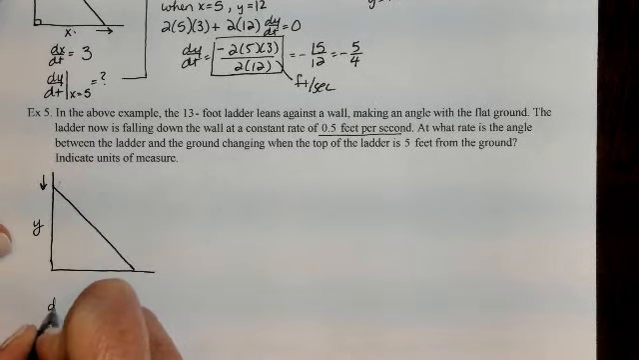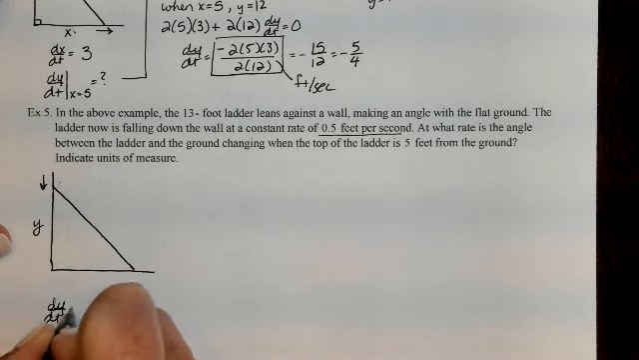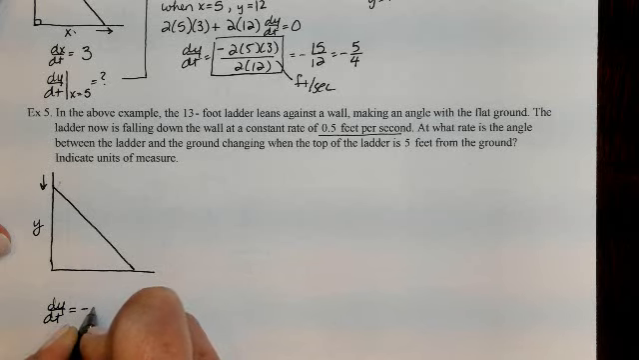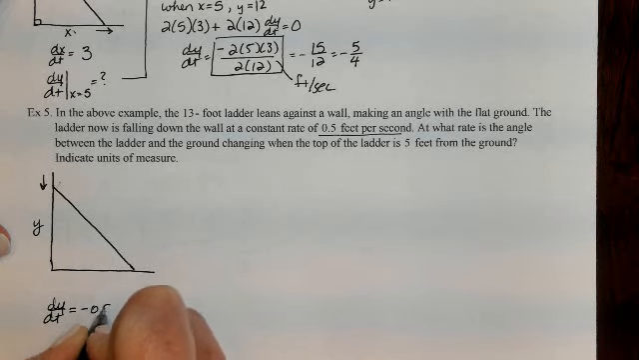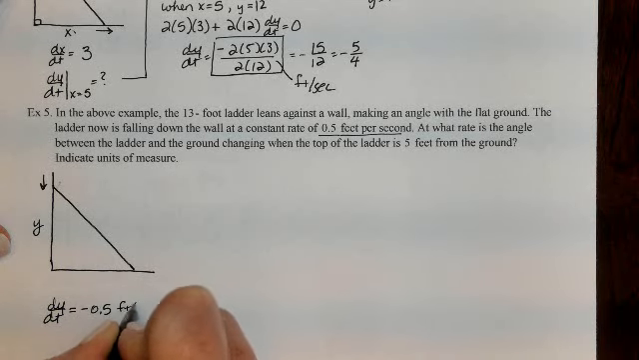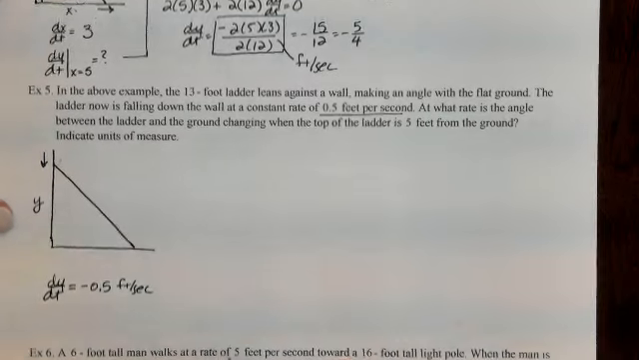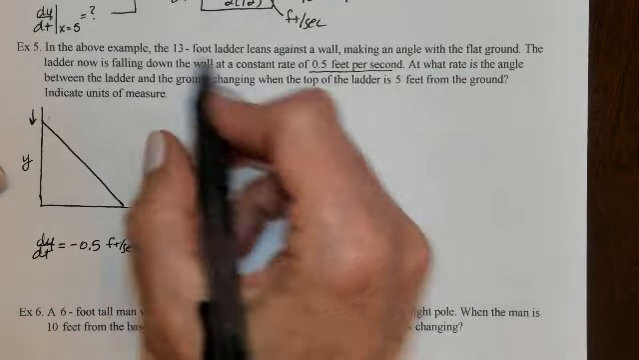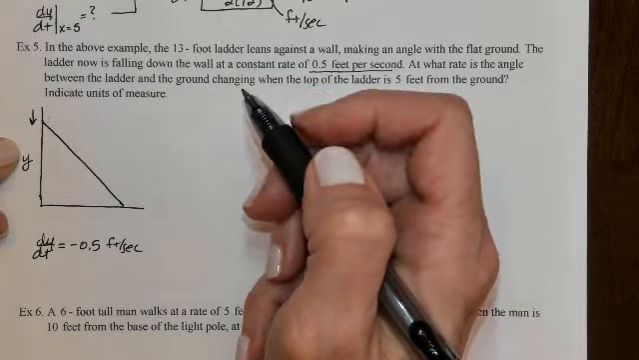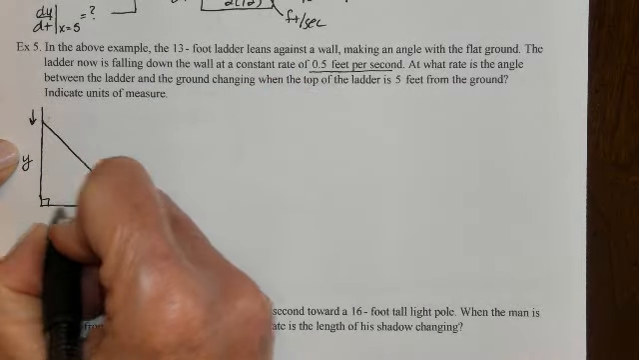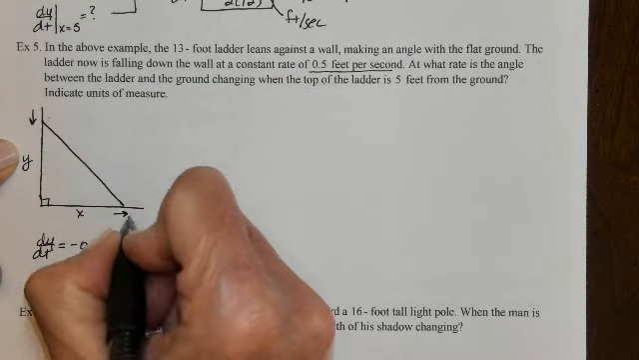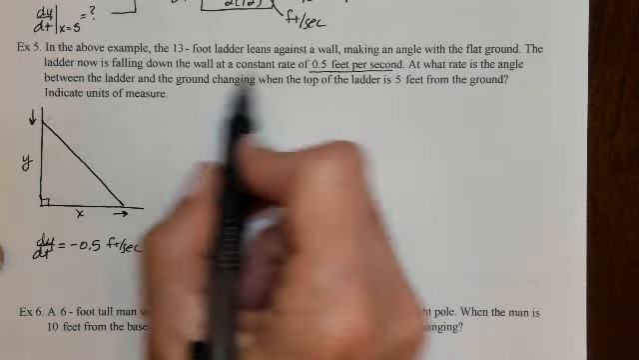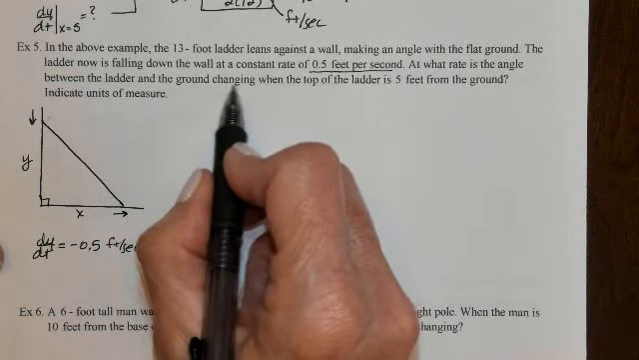So they gave us dy/dt is equal to negative 0.5 or 1/2, however you want to say that, feet per second. Okay? I know it's negative because that ladder is falling down, so y is decreasing. x will be increasing. Okay? At what rate is the angle between the ladder and the ground changing?